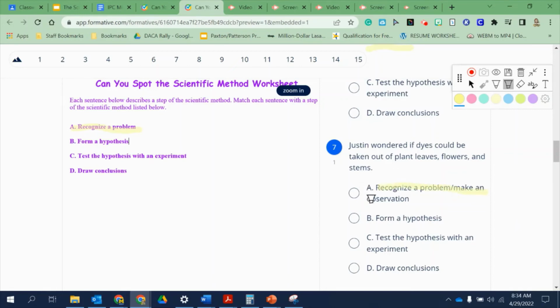So he's not really forming a hypothesis. He's not saying, if I do this, then this is going to happen. And he's definitely not doing an experiment, right? He's not doing different steps. So first he does this, then he does this, then he does this. No, that's not there either. And he can't draw conclusions if he hasn't done any of this, right? So for this one, it is recognize a problem or make an observation. All right, so we've seen a few examples. So now try these.